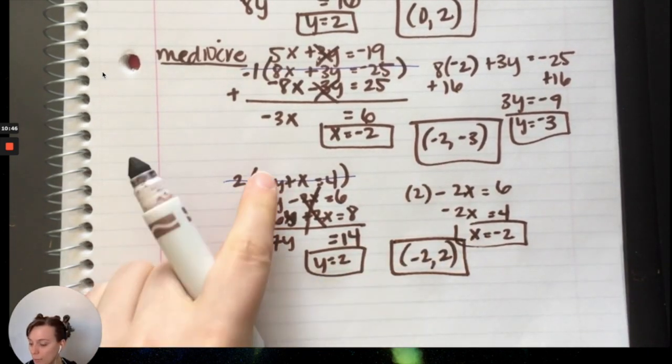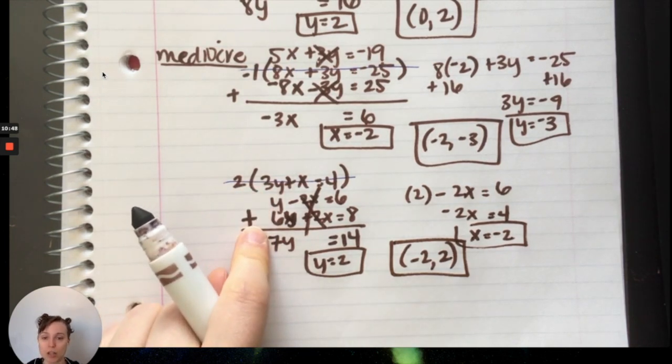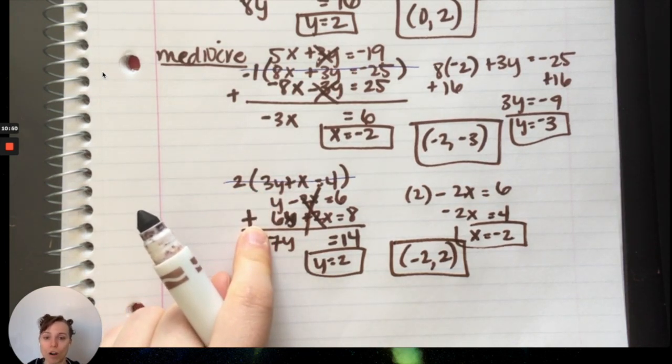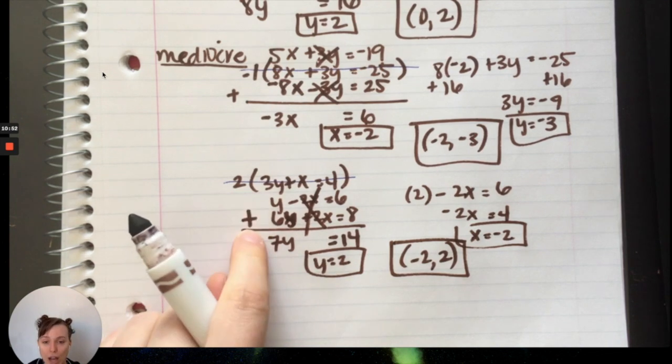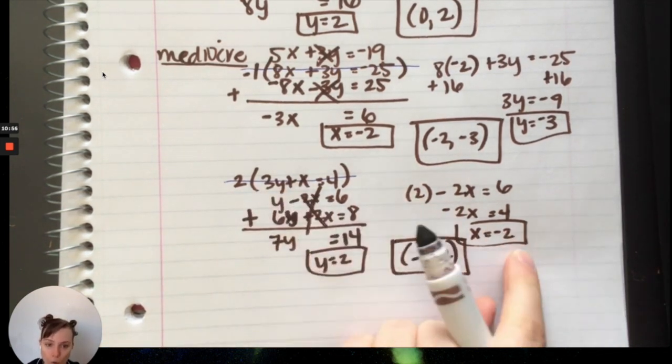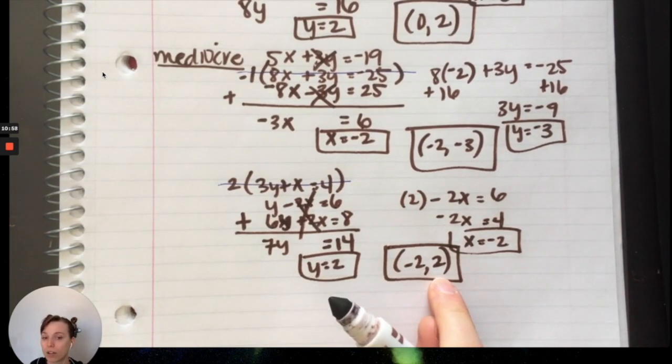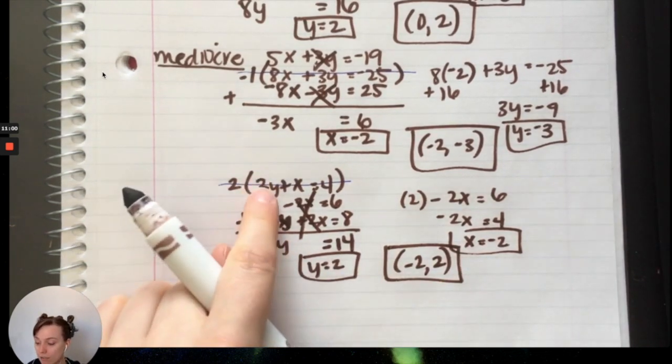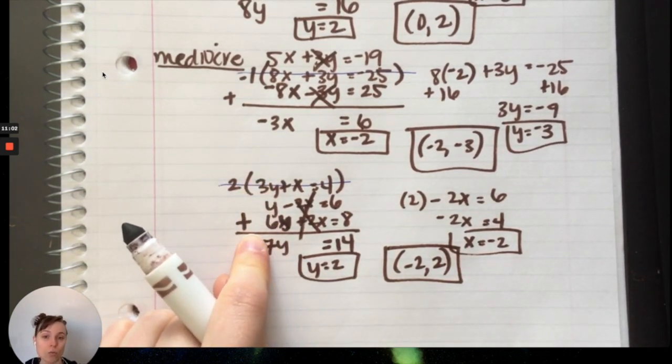If you eliminated the y's, you'd be finding x, and then you'd substitute back in x to find out y, but you should end up with the same coordinate. So if you want to practice this and find the opposite coefficients for the y's, go ahead and try that.